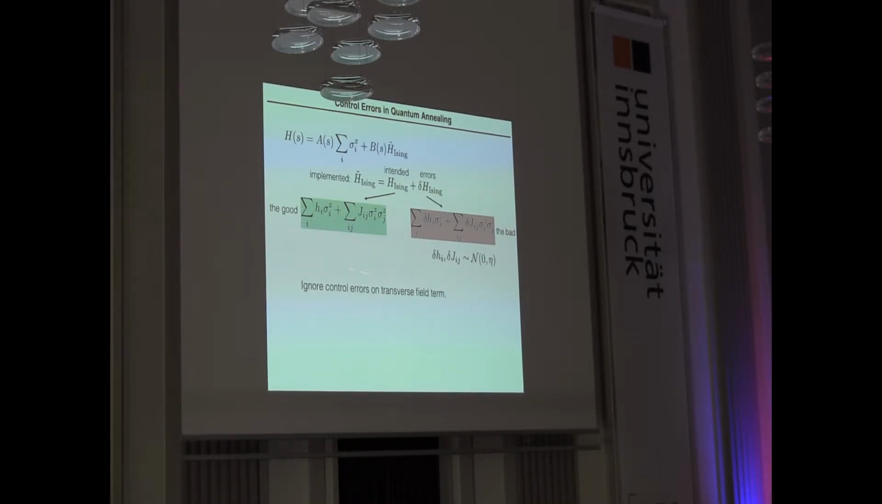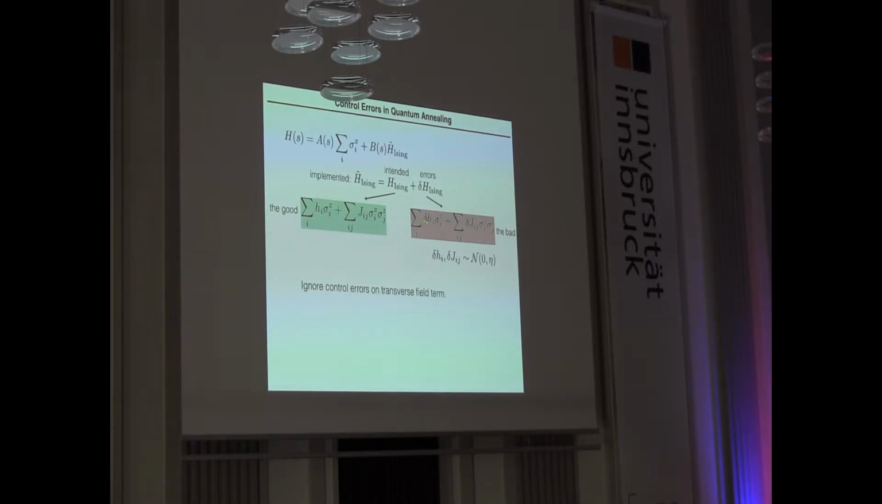So here's our favorite quantum annealing Hamiltonian. Whether we modify it and do something like reverse annealing doesn't matter. The point is, I will focus on the control errors in this final Hamiltonian, the problem Hamiltonian. And the tilde denotes that it is the implemented Hamiltonian, which you can think of as a sum of the intended ideal Hamiltonian plus some error term. Right? So this is the good, this is the bad.